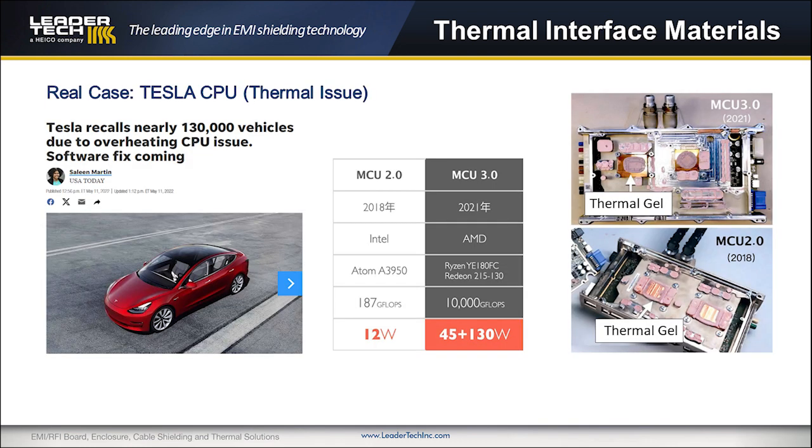Here's a real-life case of a modern device with thermal issues. In May of 2022, Tesla recalled close to 130,000 vehicles due to CPU overheating, causing important operations to lag or restart.